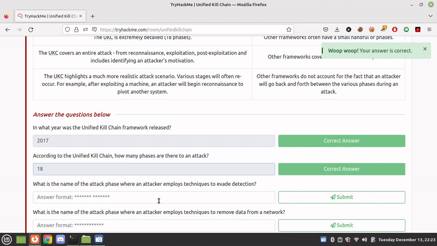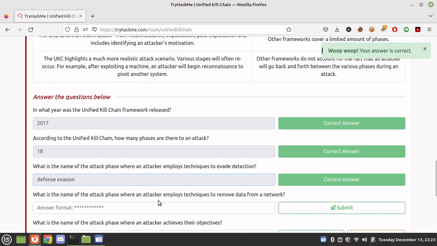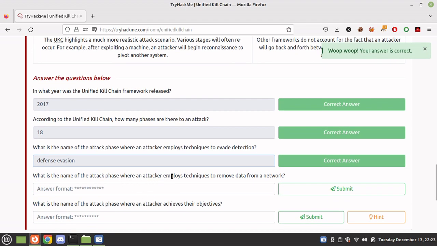What is the name of the attack phase when an attacker employs techniques to evade detection? Basically it is defense evasion, in which we evade an antivirus. What is the name of the attack phase when an attacker employs techniques to remove data from a network?